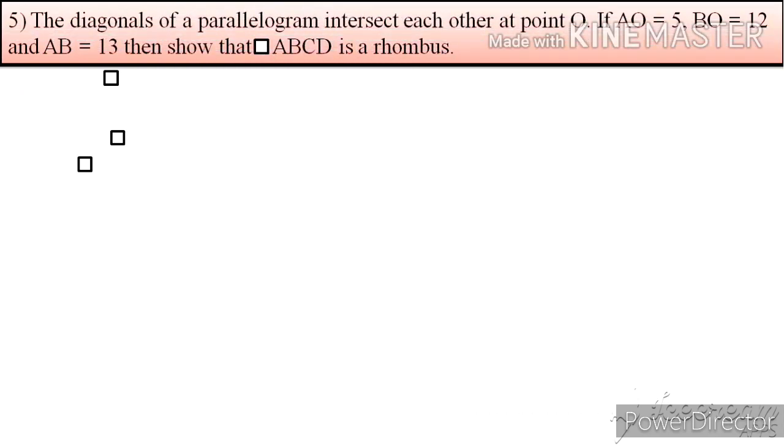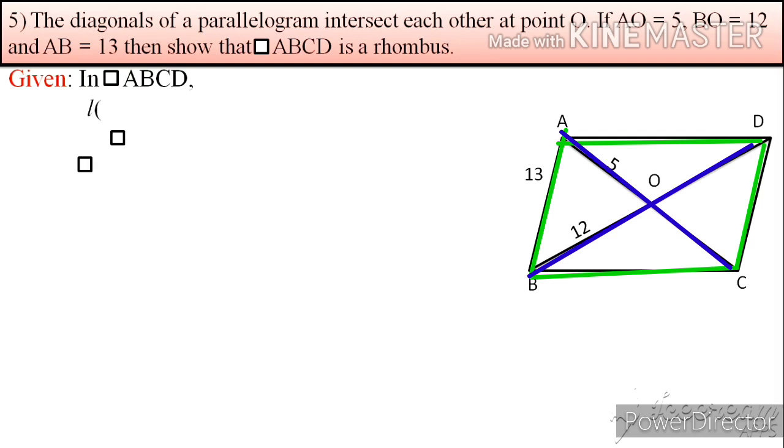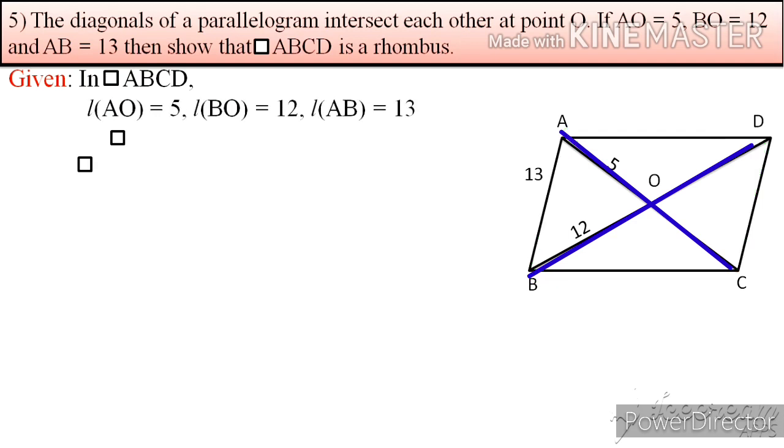Question number 5 is, the diagonals of a parallelogram intersect each other at point O. If the length of AO is 5, the length of BO is 12 and AB is 13, then show that quadrilateral ABCD is a rhombus. Here I have drawn the figure of the parallelogram ABCD, where diagonal AC intersects diagonal BD at the point O.